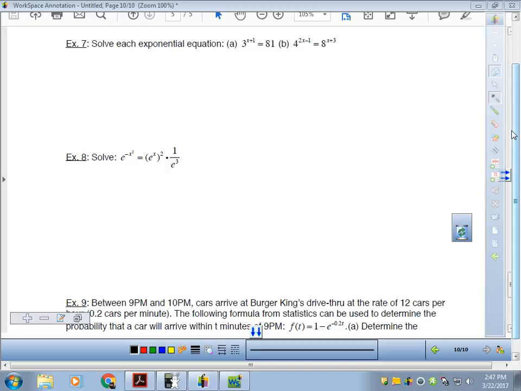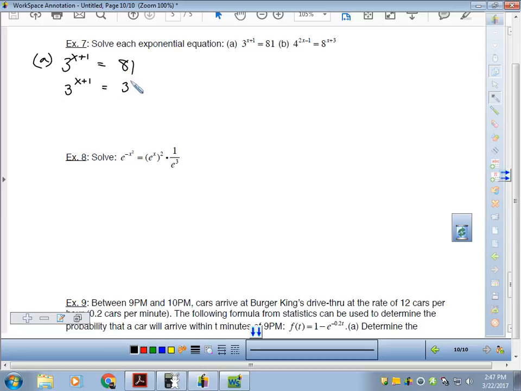Example 7 asks us to solve these exponential equations. Part A we have, if you write it over here, 3 raised to the x plus 1 equals 81. The first thing I want to do is get a common base. Is there a common base for 3 and 81? Yeah, there is. The base is 3. 3 is already base 3, so this is 3 raised to the x plus 1.